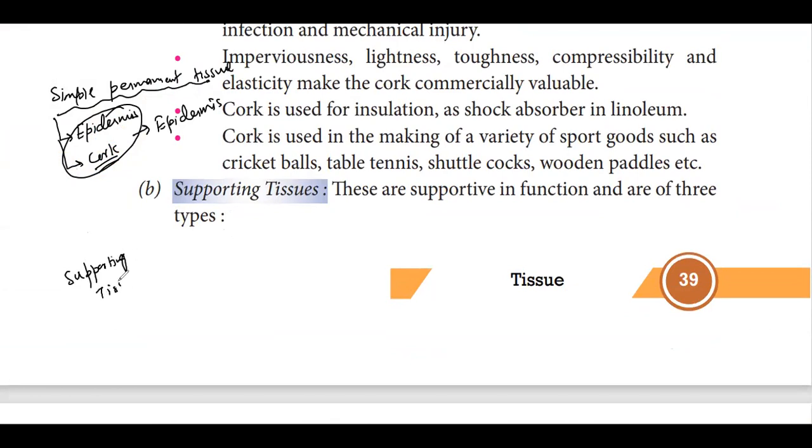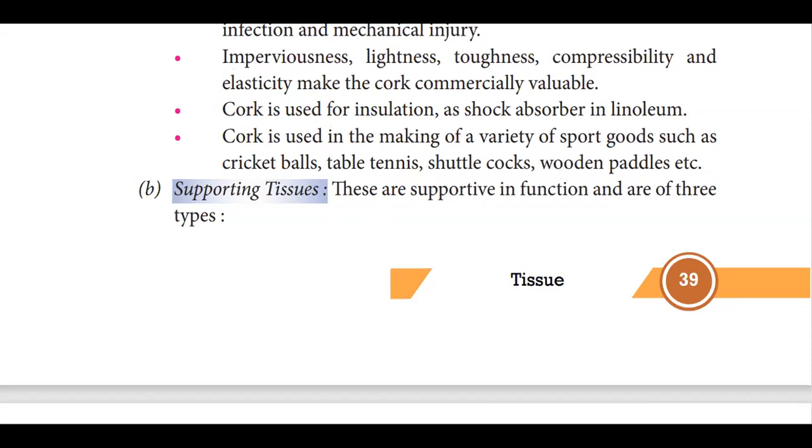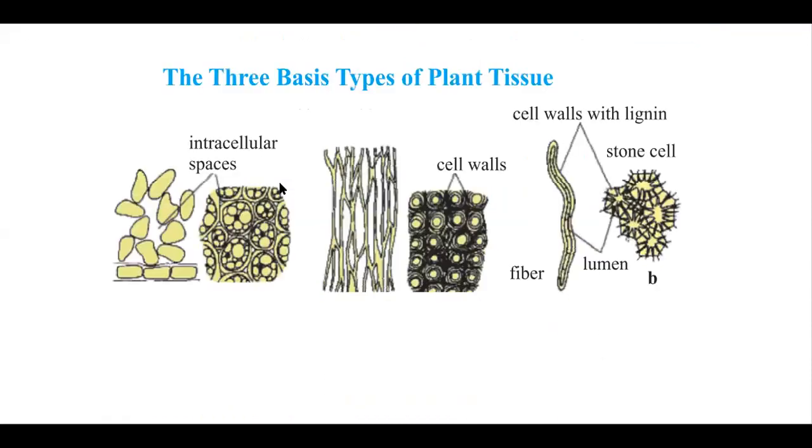This is very important, and we need to study it. It is another type of simple tissue, and there we have different types of supporting tissues. These supporting tissues are of three types. Let's talk about this one by one: what is the function of supportive tissue? Okay, let's study this.